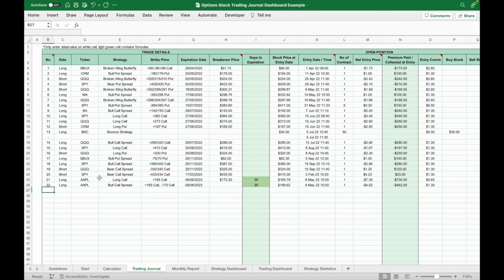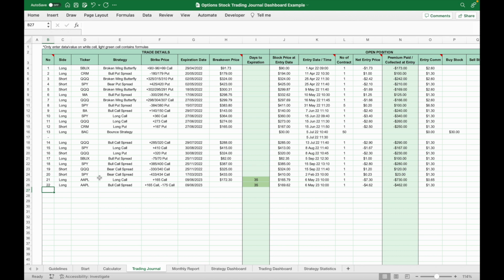So for the third example is trading stock shares. Some stocks do not have options available, or the option liquidity is very low. In this situation, I will buy or sell shares of the underlying stock. For example, if I am bullish on Apple stock, I can choose to buy underlying shares instead of buying options.